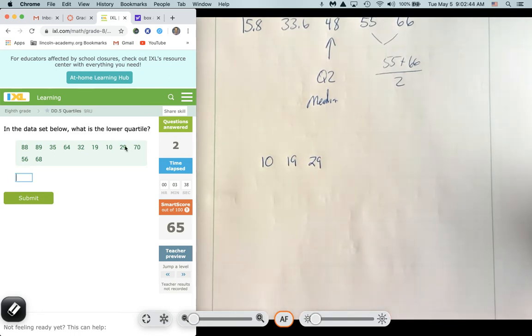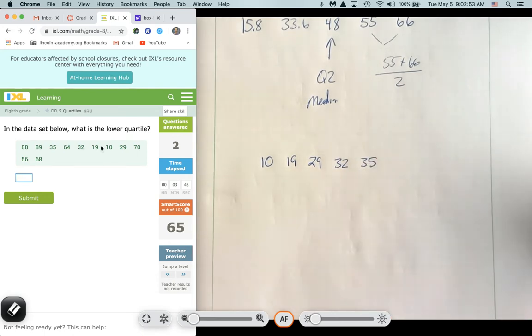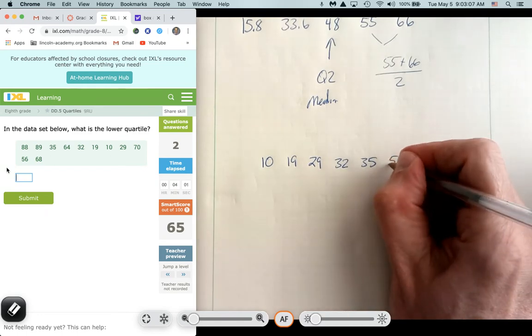And then I'm looking at the 30s. It looks like there's a 32 and a 35. I think that's all the 30s there were. So now is there any 40s? I don't see any 40s. Any 50s? I got a 56.